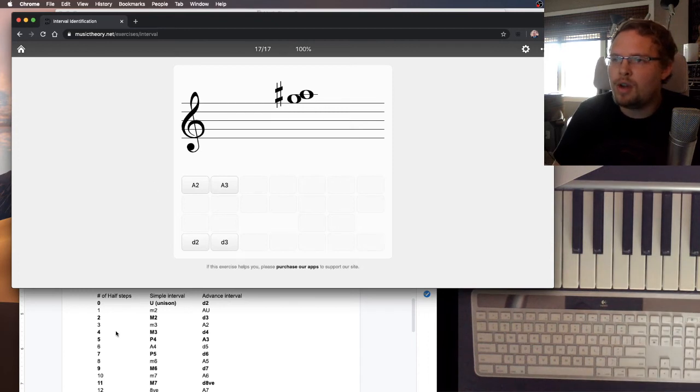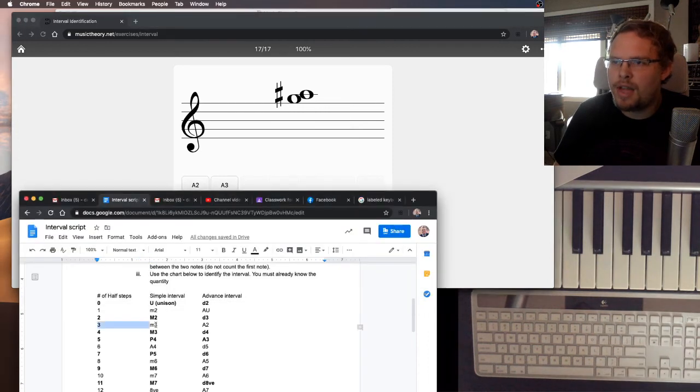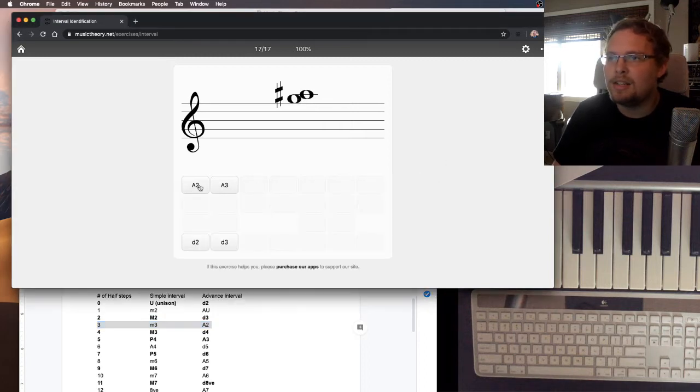We come over to our handy dandy chart and we see 3 half steps. It's either going to be a major third or augmented second. Because this is written in terms of a second, because the number is a 2, we have to write this one as augmented second. And that, in fact, is correct.